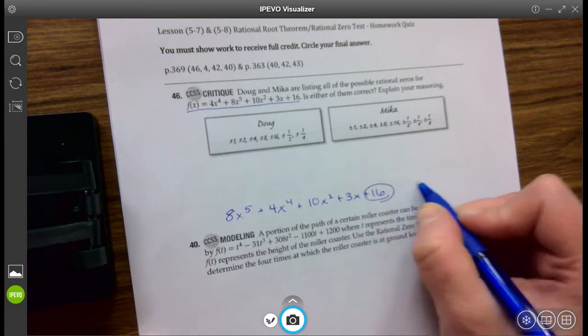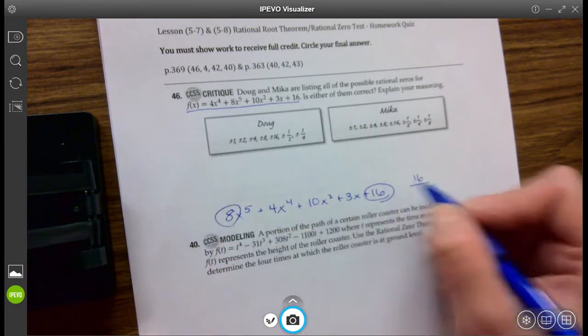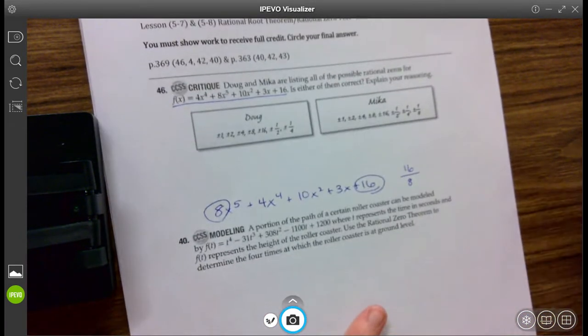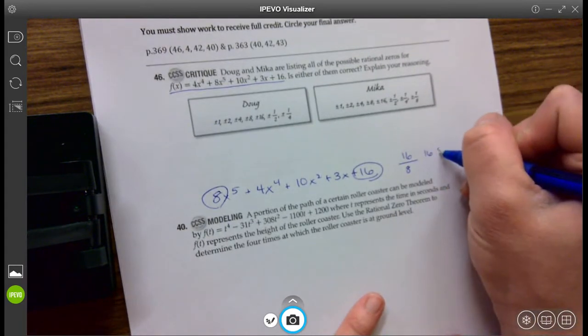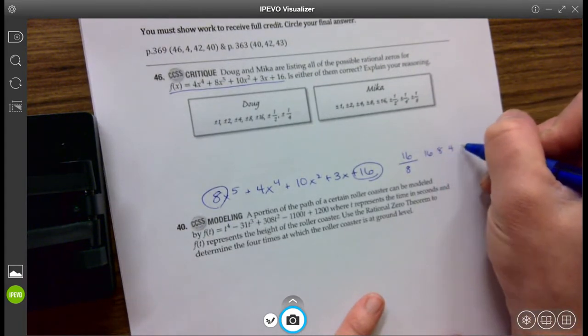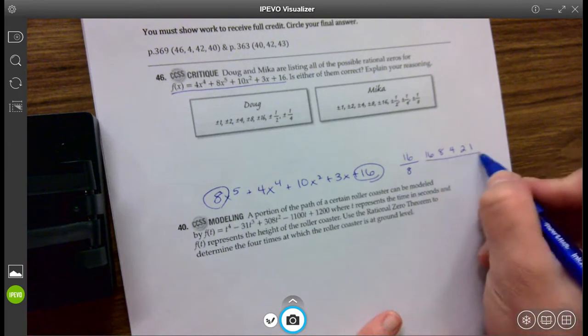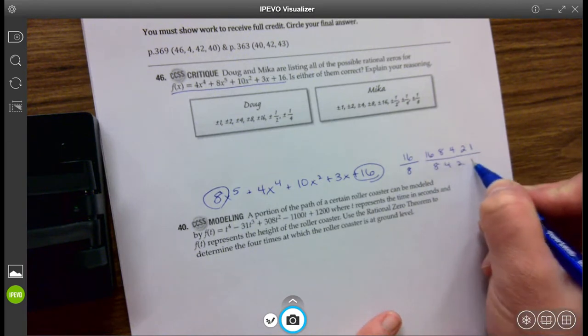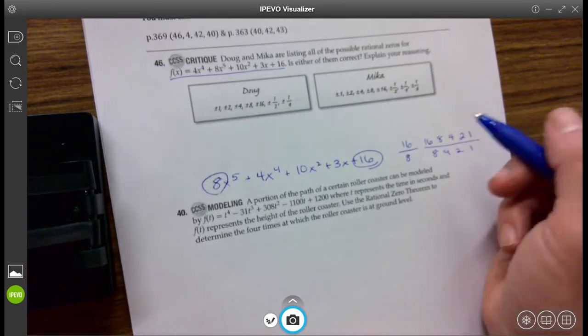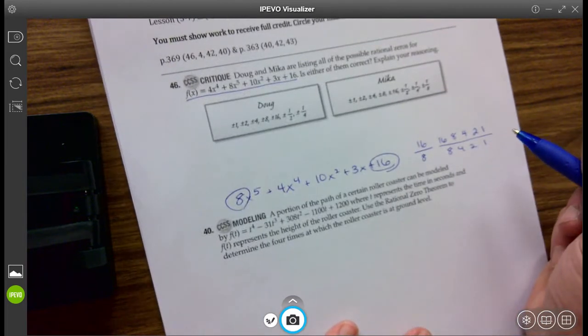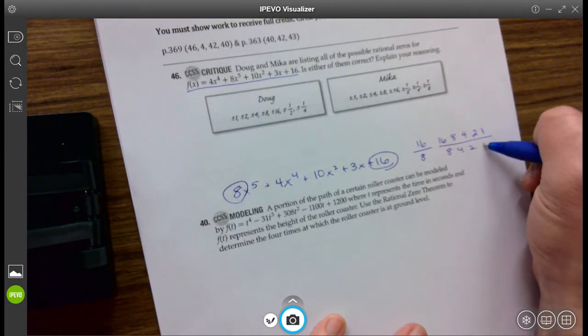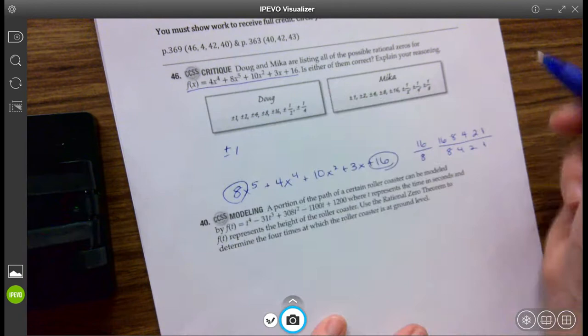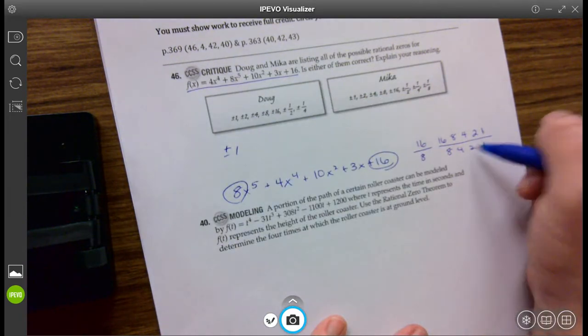So constant over a leading coefficient. So all factors of 16 are 16, 8, 4, 2, and 1. Factors of 8 are 8, 4, 2, and 1. So combinations we could have would be 1 over 1, which is 1. 1 over 2, which is a half.